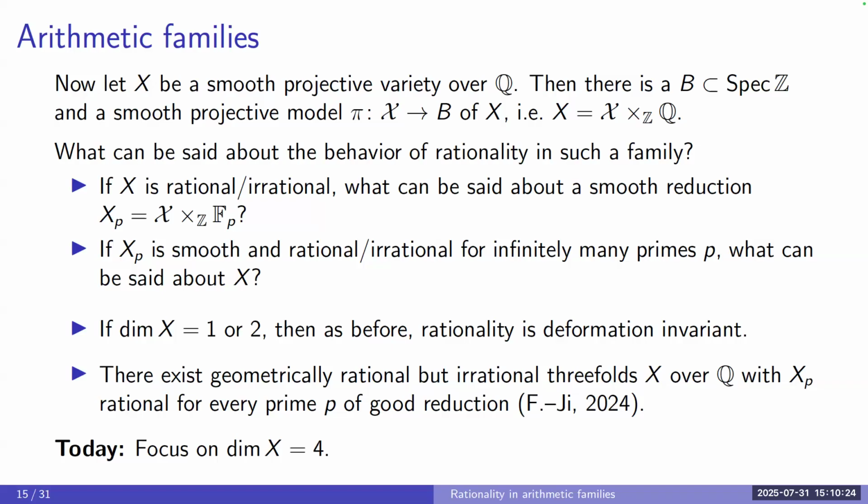So today I want to focus on dimension 4. And I specifically want to make an example like what I just mentioned, where it's geometrically irrational, but where it has rational reductions for, say, infinitely many primes p.